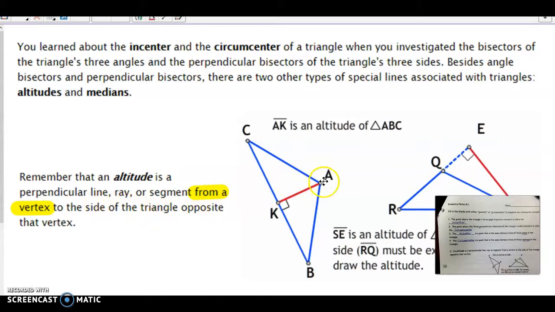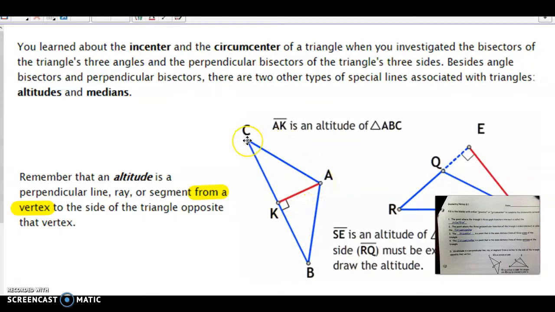So here, segment AK is an altitude of triangle ABC because it starts at a vertex and is perpendicular to the opposite side. Now, it is not a perpendicular bisector, so we do not know that CK and KB are congruent. That is not what an altitude does. It just goes from a vertex and is perpendicular to the opposite side. It is the segment that you would use to represent the height of the triangle. Now, every triangle will have three altitudes.